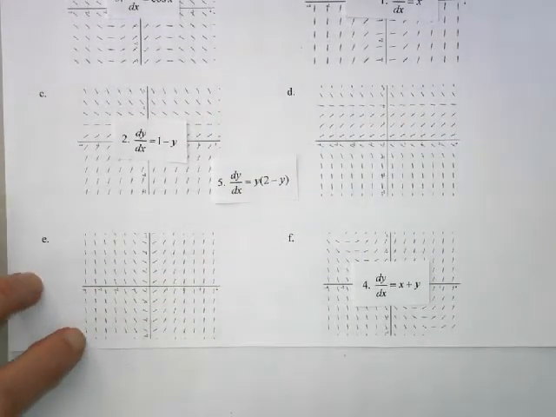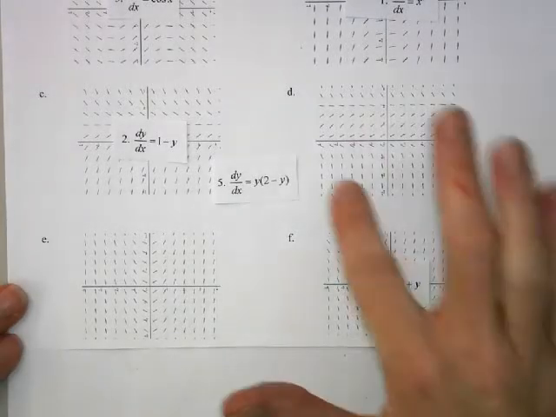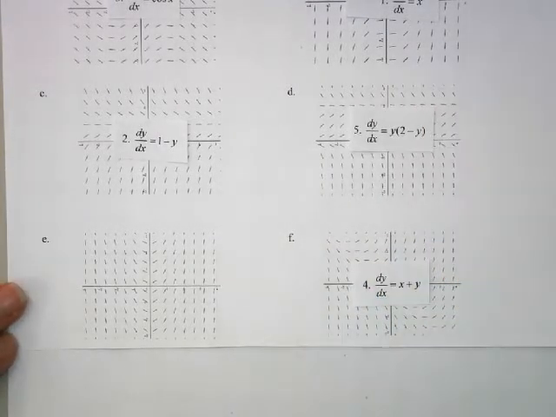Okay, y times 2 minus y. So this one, when y is 0, my slopes are going to be 0. And when y is 2, my slopes are going to be 0. So that's going to be this equation right here. And again, it doesn't depend on the x values, so they all look the same.